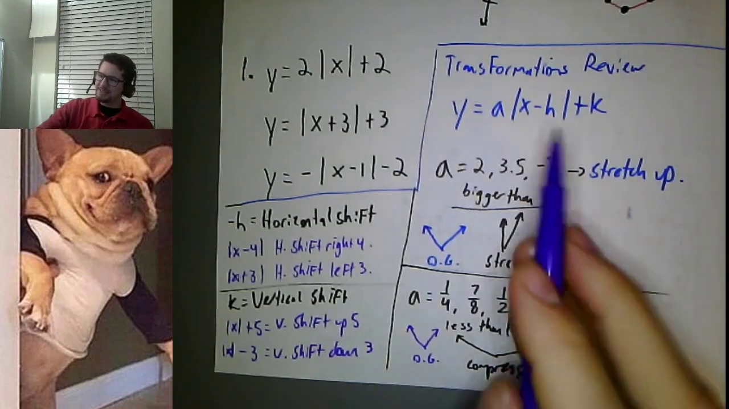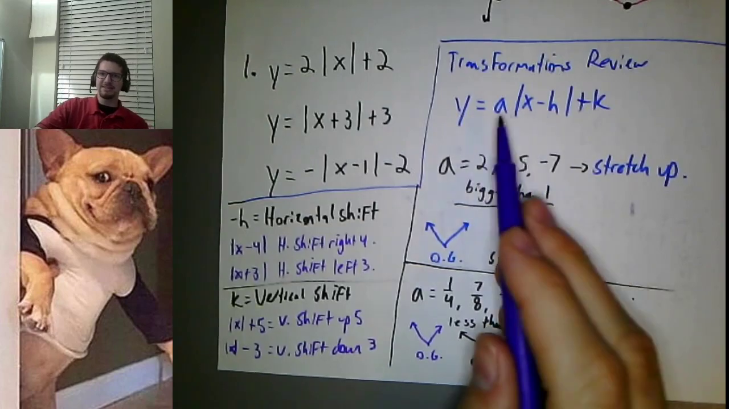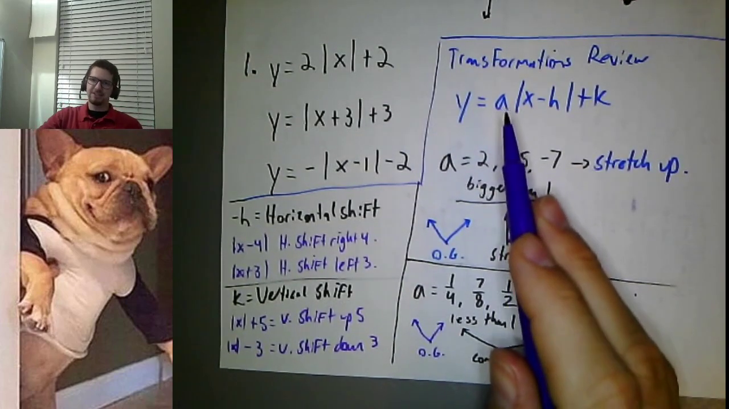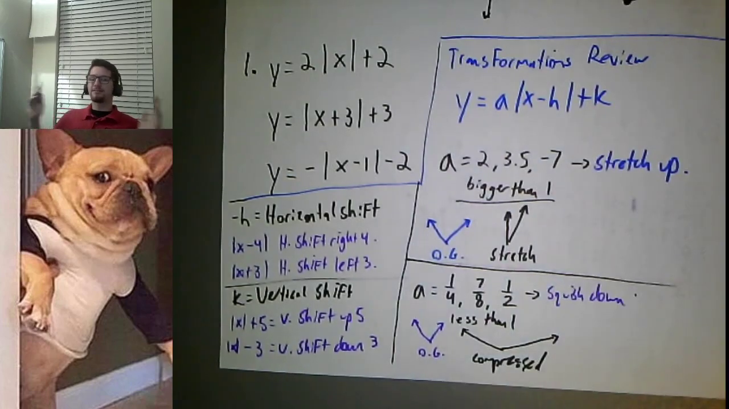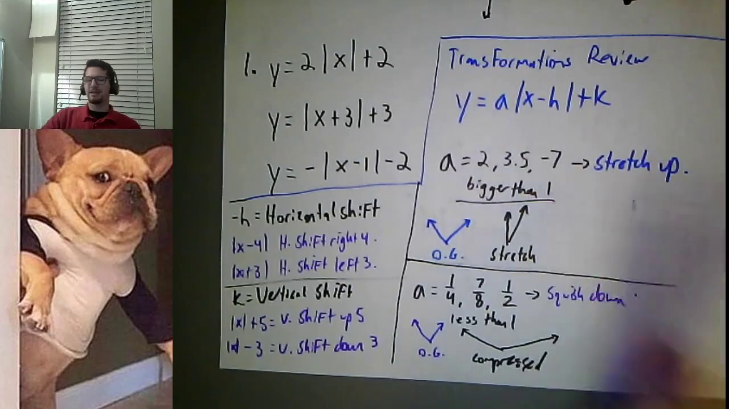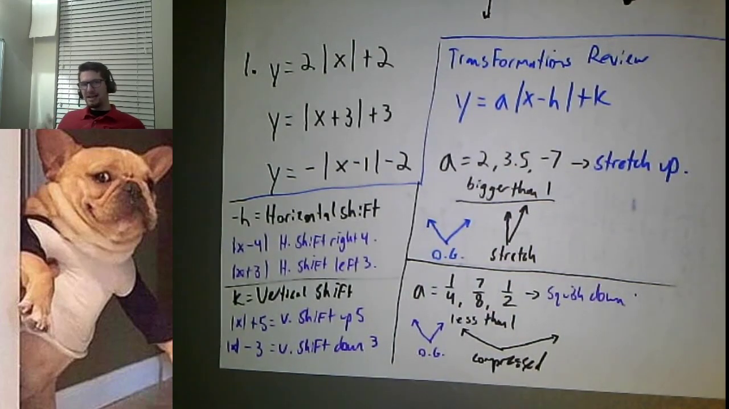Look at the a. Is the a in or outside the parentheses? It's outside, which means it's vertical. That's why it's a vertical stretch. If the k is outside, that means it's a vertical shift. The h is the only thing we have inside the parentheses. That means it's a horizontal shift. I hope this helps clarify a little bit.